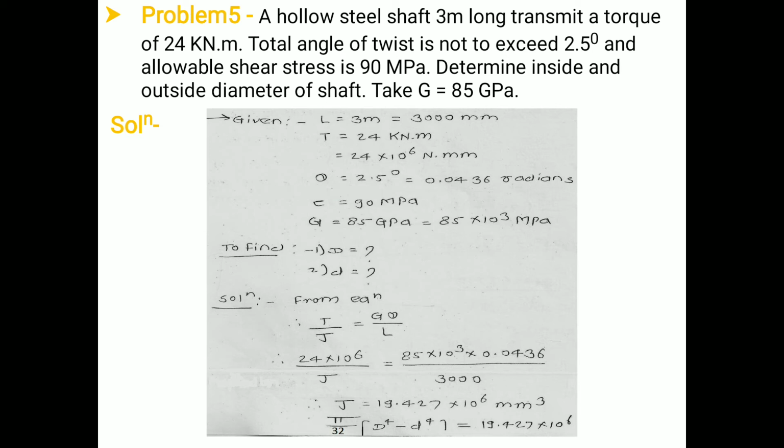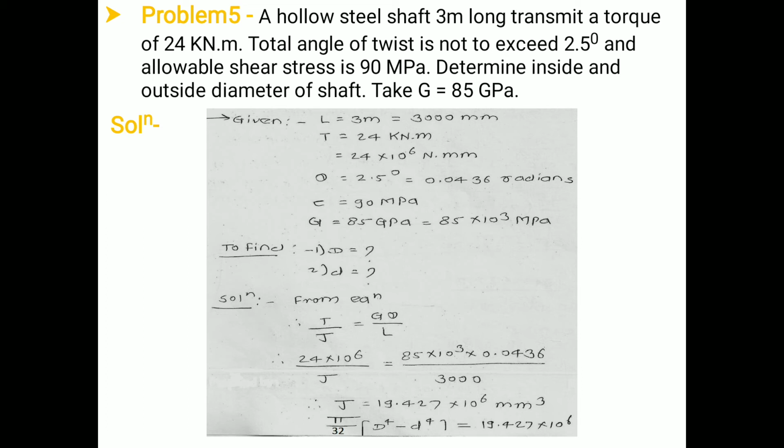We have tau is equal to 90 MPa and G is equal to 85 GPa, gigapascal. So again GPa we have to convert into MPa. So in MPa it is 85 into 10 raised to 3 Newton per mm square or megapascal. Both are same. So from that given data we have to find out the value of diameter. Determine the inside and outside diameter of the shaft, that is capital D and small d we have to find out.